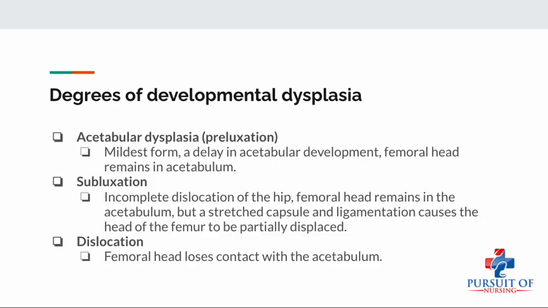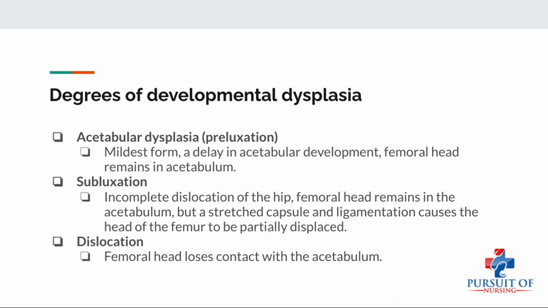So there's different degrees of dysplasia. We have preluxation, which is the mildest form where the femoral head stays in that socket. Then you have subluxation, which is where there's incomplete dislocation of the hip. The femoral head remains in the hip socket, but there's a stretched capsule and ligamentation. It causes the head of the femur to be partially displaced. And then dislocation is when the femoral head loses complete contact with the hip socket.